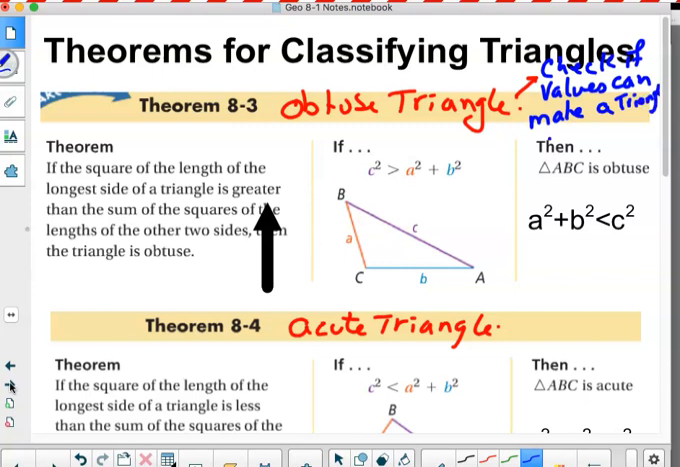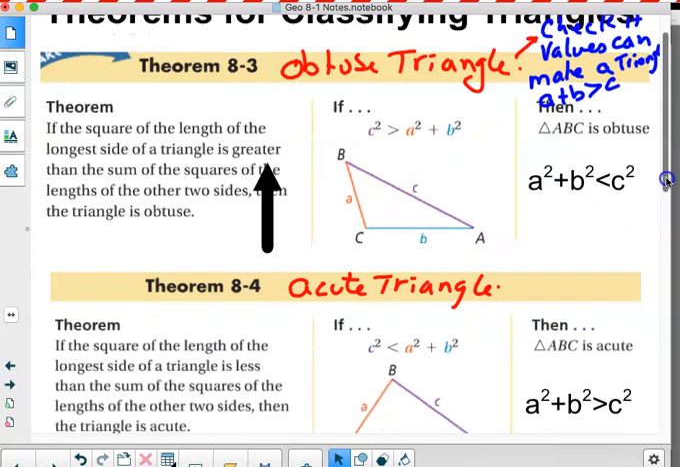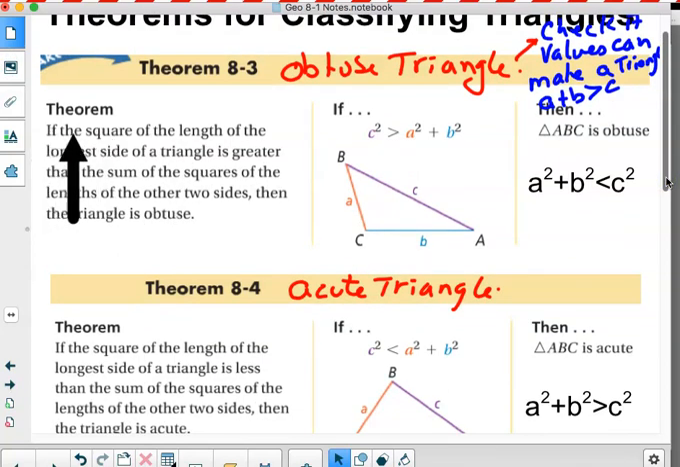Okay, so it was a plus b that can be greater than c. All right, and we'll talk about that as we go. So now, let's look at this. If the square of the length of the longest side of a triangle is greater than the sum of the squares of the lengths of the other two sides, then the triangle is obtuse. So if I take those shorter sides and square them and the value together is smaller than the longest, that means it's going to be obtuse.